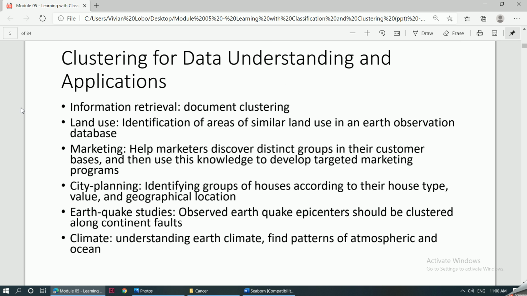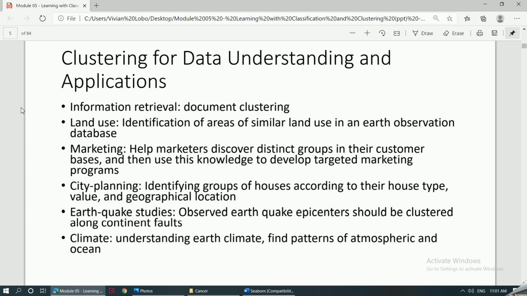Now let us see the applications of clustering. First point, it is used for information retrieval. When we have got documents of similar type or kind, and when they are placed together, insightful information can be retrieved from there. So there clustering is used. The second application is land use: identification of areas of similar land use in an Earth observation database. Clustering is also helpful in marketing. It helps marketers discover distinct groups in their customer databases and then use this knowledge to develop targeted marketing programs.